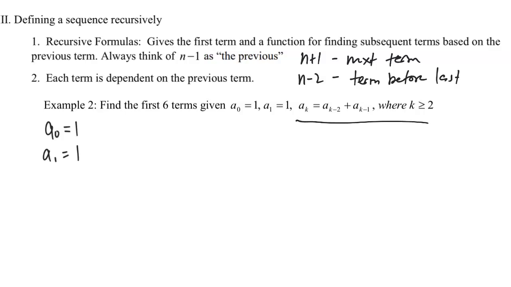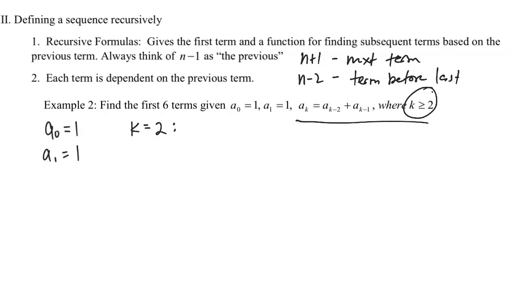And so what you should notice is that this formula is good for k greater than or equal to 2, where k is a whole number. It can't be a decimal because I can't talk about the 2.5 term. That doesn't make any sense. Those are going to be whole numbers. And so the first whole number that we're going to be able to plug in there is 2, since 2 is the first number that is greater than or equal to 2.